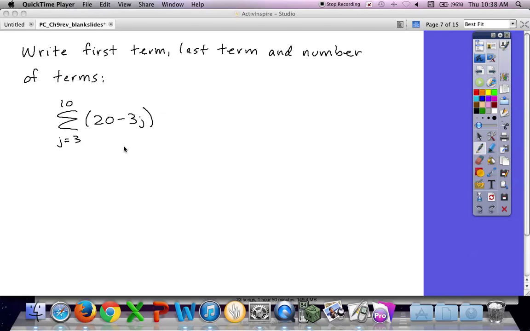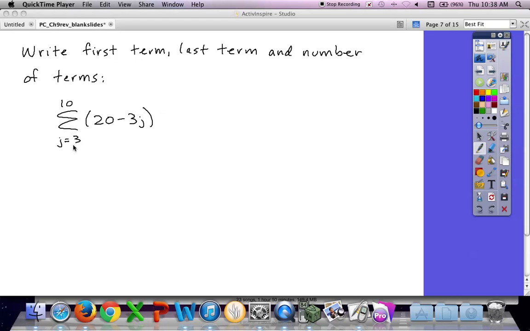Okay, write the first term, last term, and the number of terms. It does not actually ask you to do the sum. How do I find the number of terms? Okay, so you don't just look at the top number and say 10, because it didn't start counting at 1. So you've got to do a little math here.